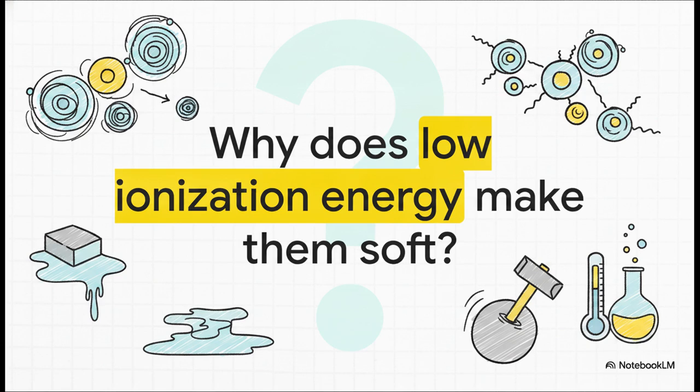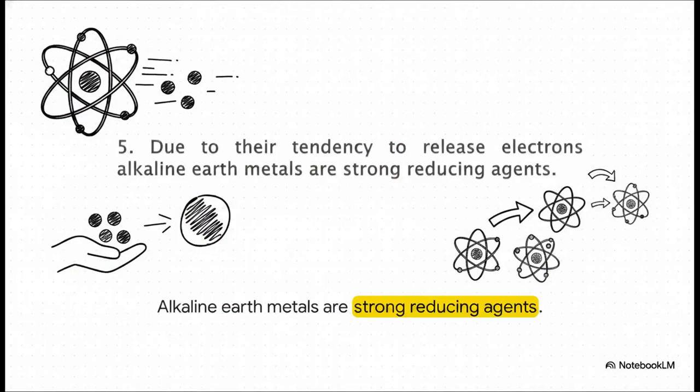Well, this huge atomic size and their sheer eagerness to just let go of electrons results in incredibly weak metallic bonding. The atoms simply aren't clinging to each other with much force at all. It's a really beautiful example of how a microscopic, atomic-level rule completely dictates the macro, physical traits that you can actually see and touch. And this intense drive to shed electrons applies to our Group 2 metals as well.